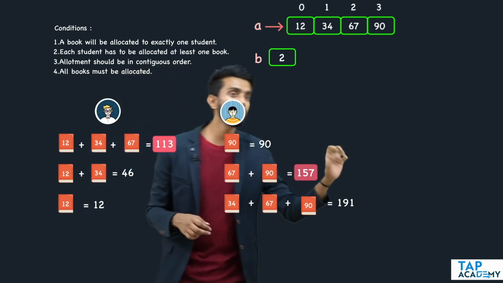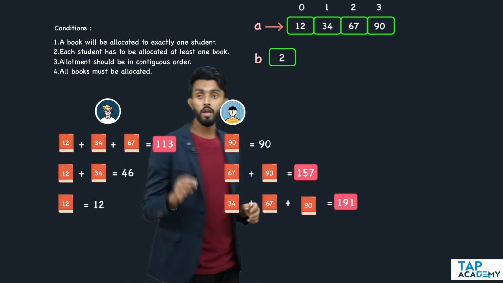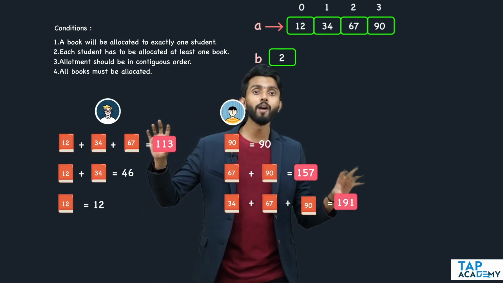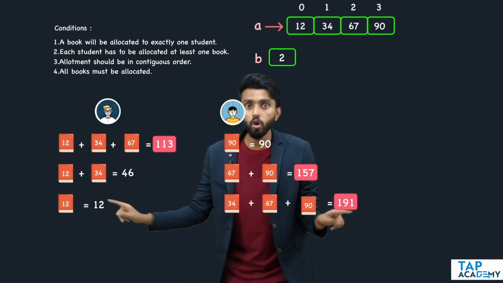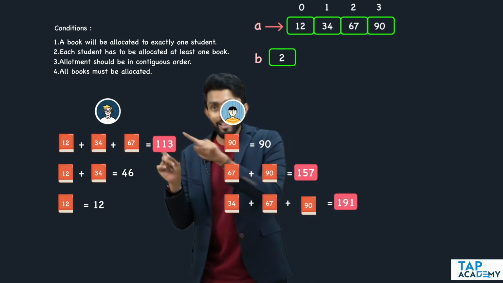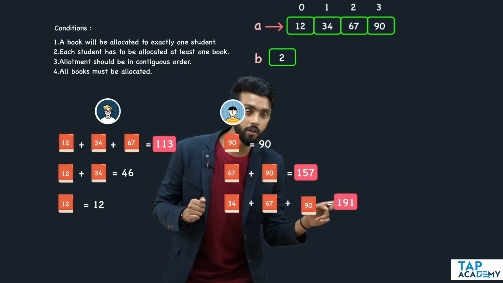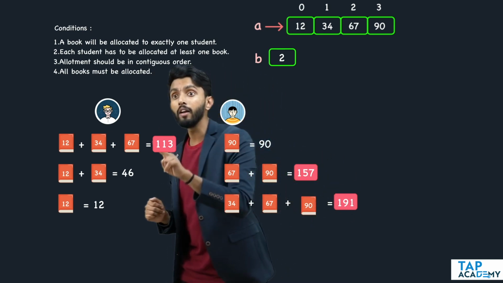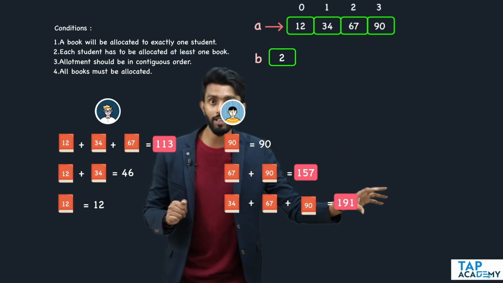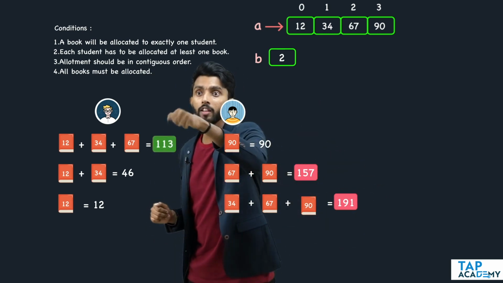See, maximum, maximum, maximum. Now if you look at these maximum values, one of these combinations, the maximum value is the minimum. What do you mean, sir, you may ask. 191, 157, 113. All of them are max. In that, which is minimum? 113.